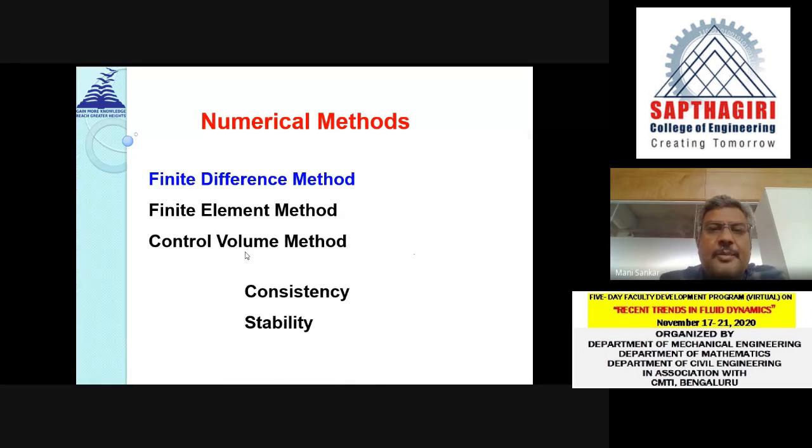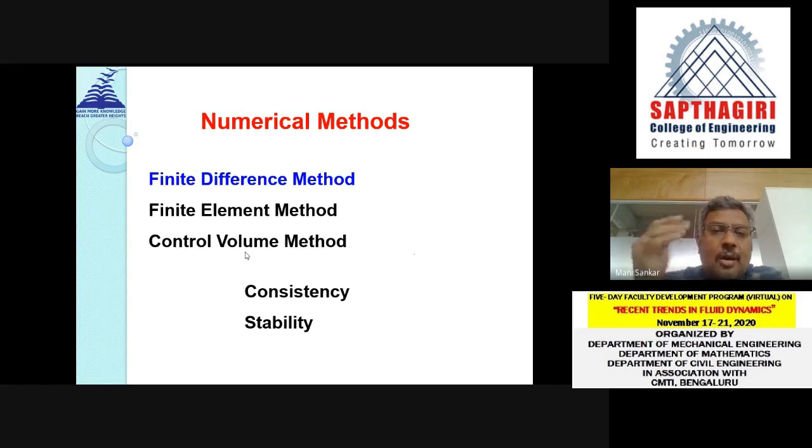So there are many methods: finite difference, finite element, control volume, and now we have meshless, and we have lattice Boltzmann. And recently, people are combining methods, meaning they pick the advantage of one method and replace the disadvantage of another method with it, which we call a hybrid method.